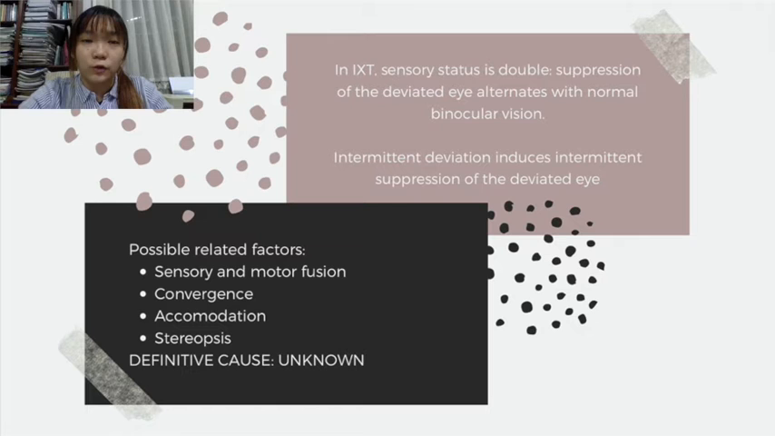In intermittent exotropia, or IXT, the sensory status is dynamic, as suppression of the deviated eye alternates with normal binocular vision. It is still debated whether the intermittent deviation induces intermittent suppression of the deviated eye or if the opposite is true. The role of sensory and motor fusion, convergence, accommodation, and stereopsis in control of the deviation, and the part they play in the pathogenesis of IXT, have also long been the subject of debate among ophthalmologists. Therefore, the definite cause of IXT is still unknown.